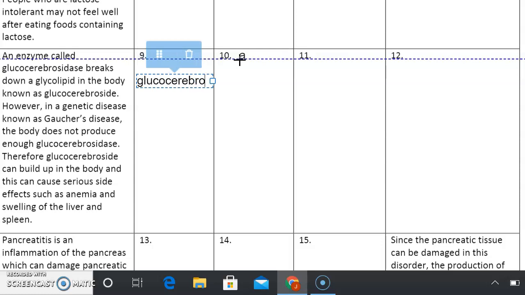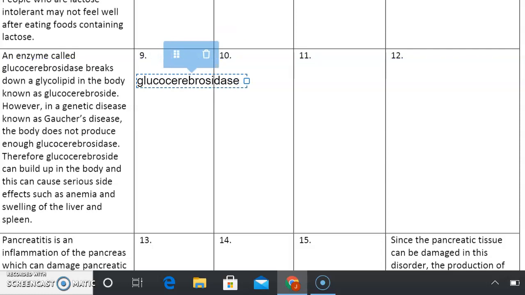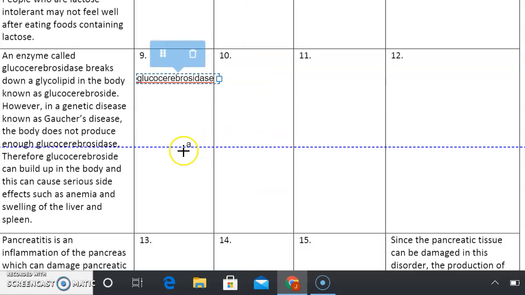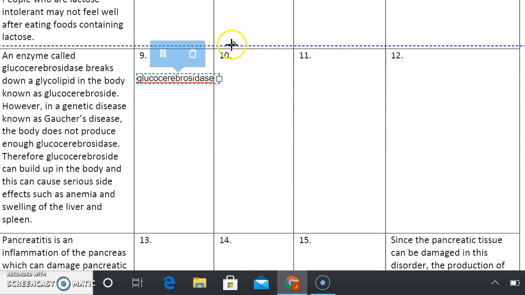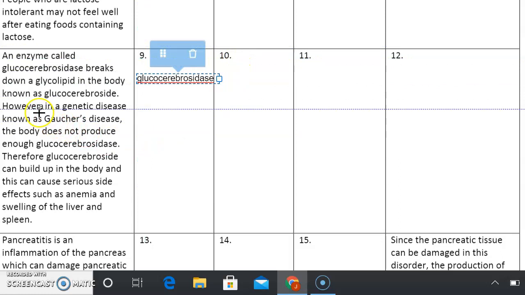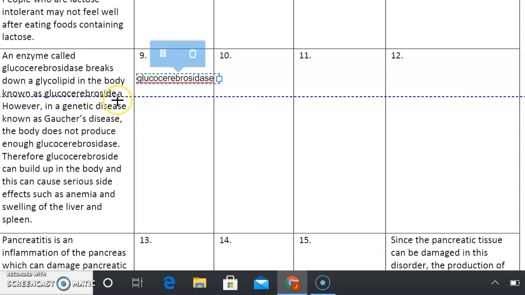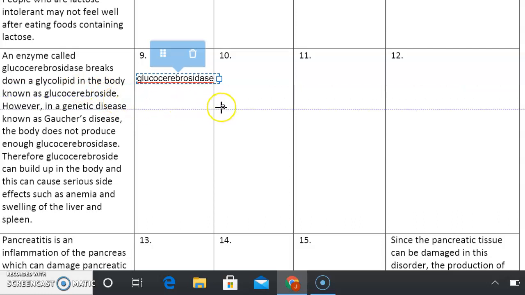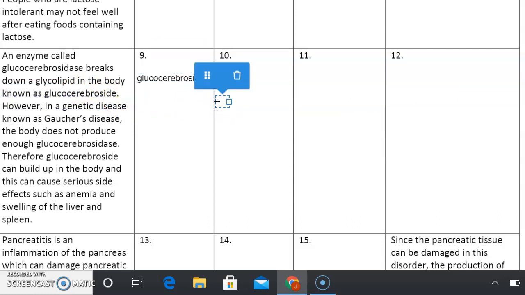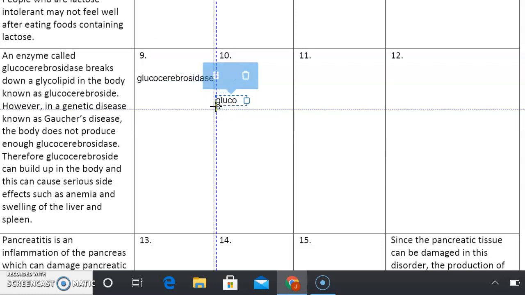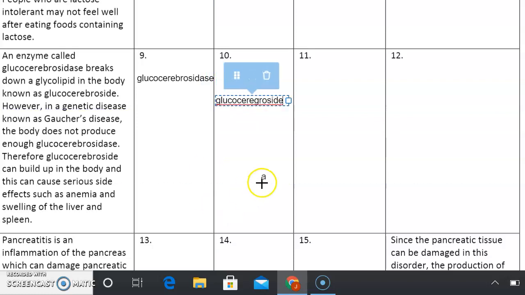Glucocerebrosidase. Let's see if I can make that a little bit smaller. Maybe it'll fit in there. There we go. And then our substrate, this time it's not a sugar. It tells us this time it is a glycolipid, so it's not going to end in ose, but it would be glucocerebroside. And that's going to go right here. Glucocerebroside. And again, our drawing would look kind of like that little Pac-Man image.